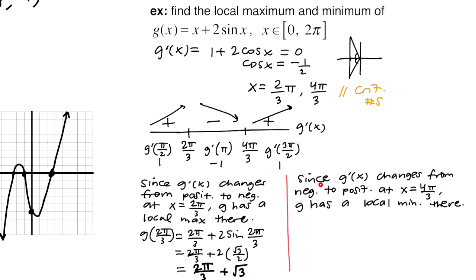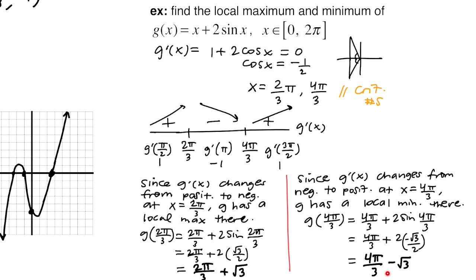And then I wrote out, since g prime changes from negative to positive at 4/3 pi, g has a local minimum there. And finally, we're going to take 4/3 pi and we're going to plug it into the original function to find the minimum value. So sine of 4/3 pi is going to be right here, and you can see that it's this length and it's negative root 3 over 2. So our minimum value is going to be 4/3 pi minus root 3.